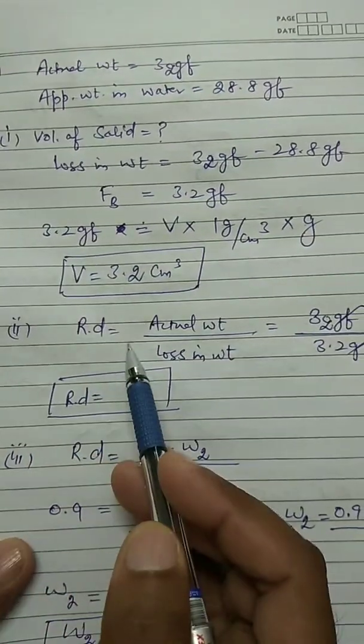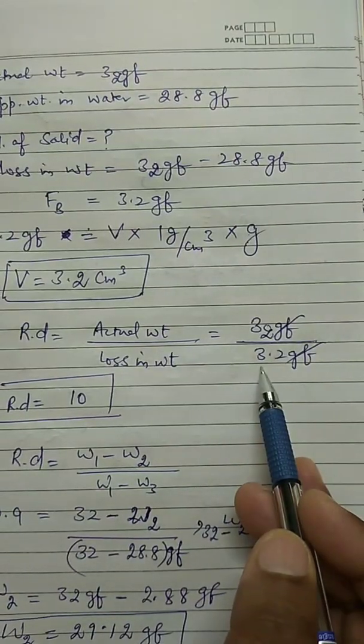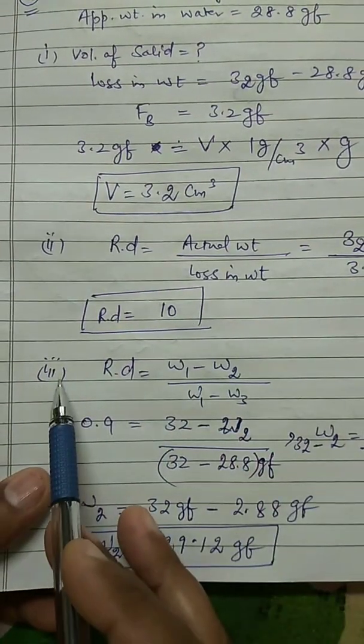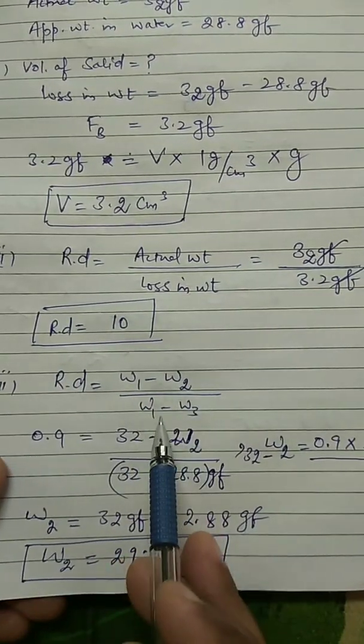Second is relative density. So actual weight over loss in weight. Actual weight is 32 gram force. Upthrust is 3.2 gram force. Relative density is 10. Third part, relative density is equal to W1 minus W2 over W1 minus W3.